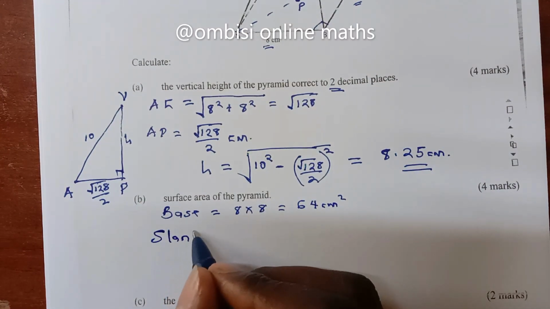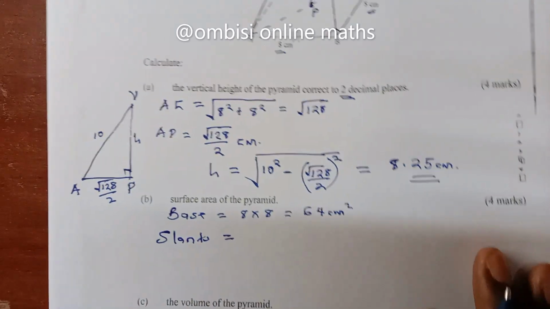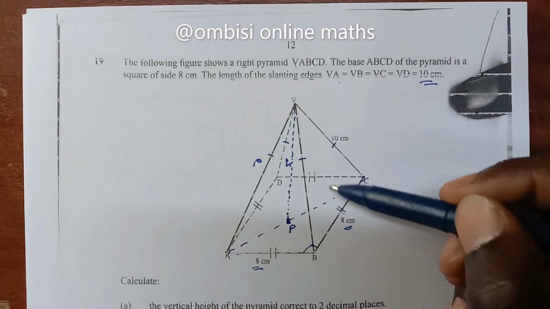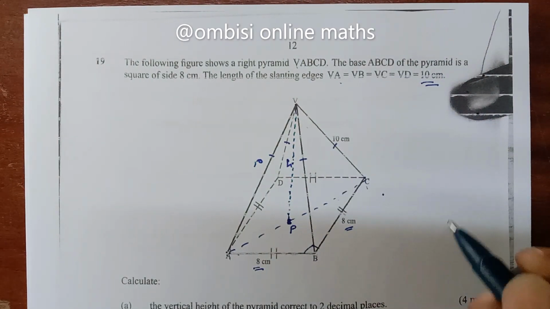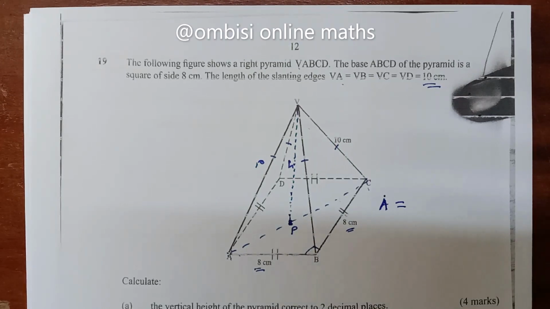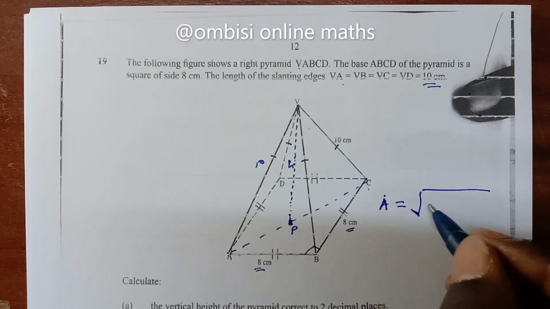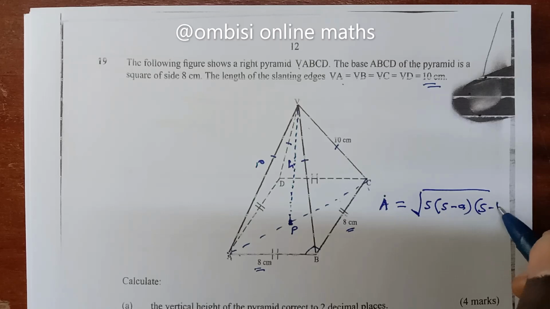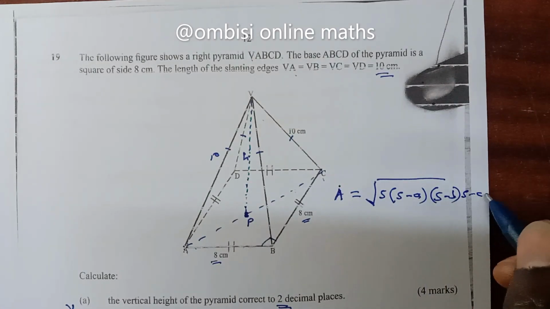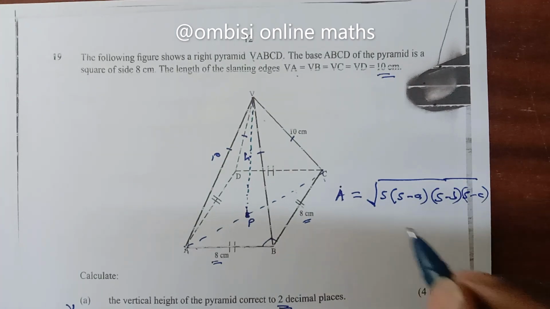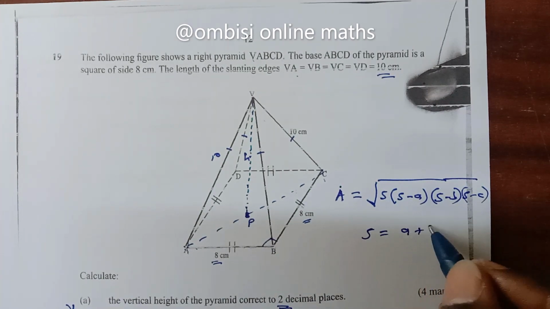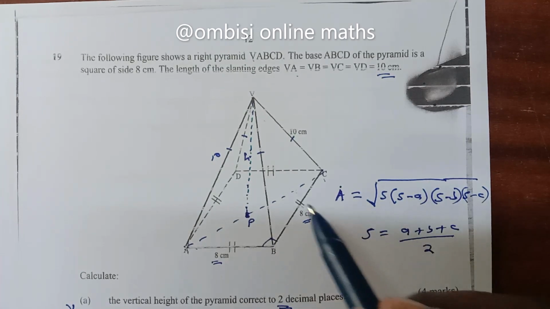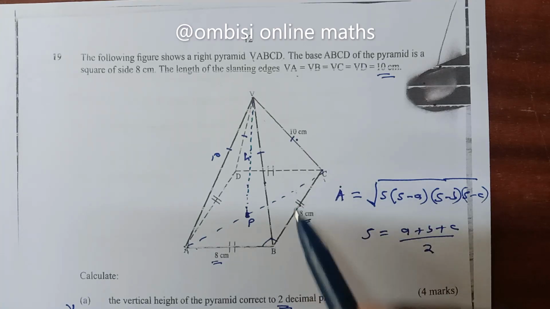Then we look for the area of the slants. Now our slants here are triangular. Since we don't have the direct height of the slants, we can use Heron's formula. Heron's formula says that area equals the square root of s into bracket s minus a into bracket s minus b, then s minus c, all of it under root, where s equals a plus b plus c divided by 2. In this case, this side is a, this side is b, this side is c.